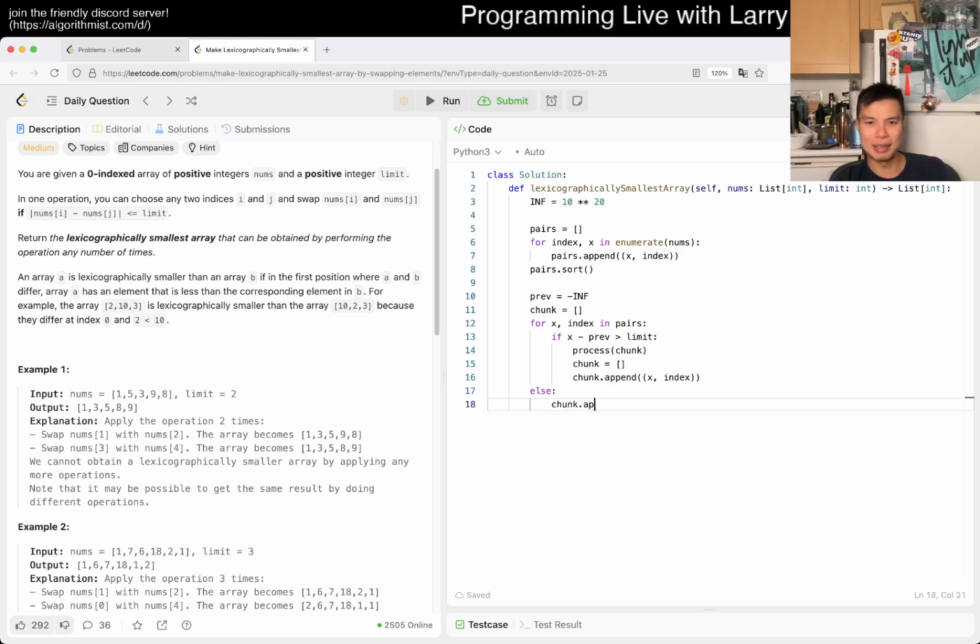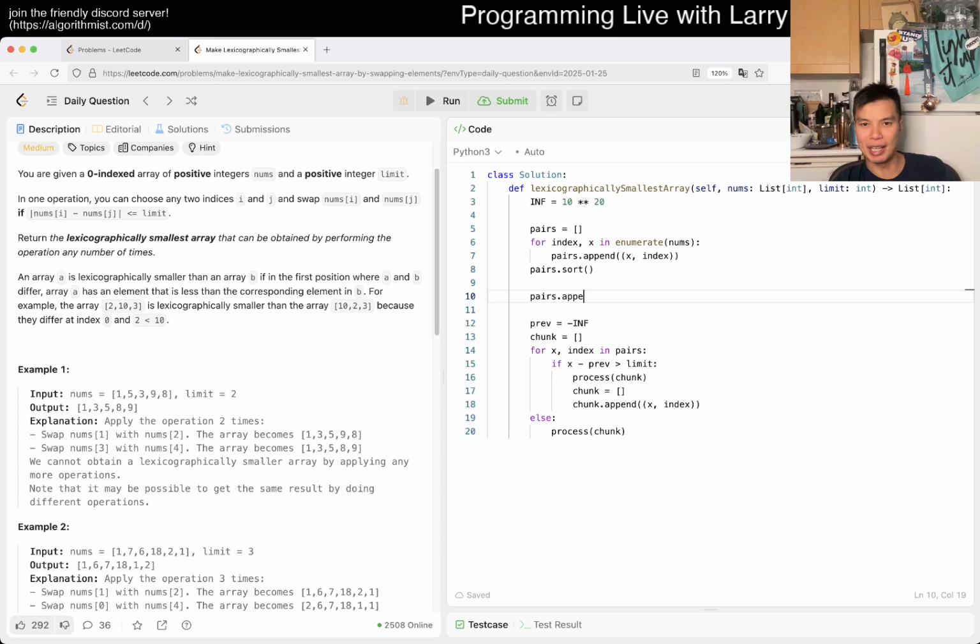You could do it this way, or you could also use a sentinel to make sure that it always kicks off, meaning pairs.append infinity or something like that. But it's fine either way, it doesn't matter.